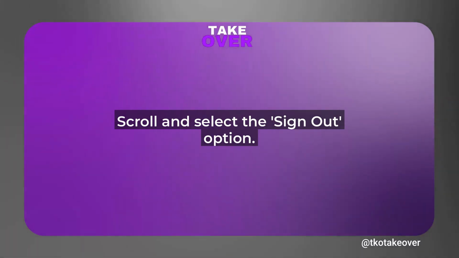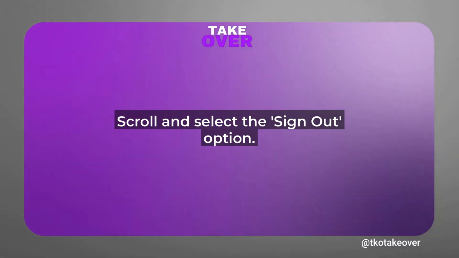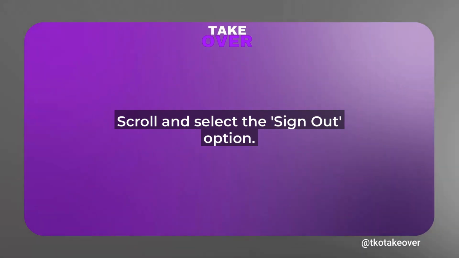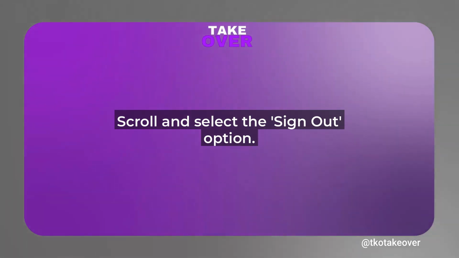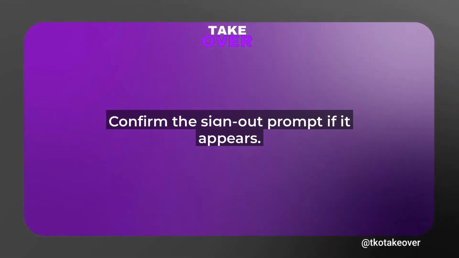Now, look for your profile icon, usually in the bottom right corner. It's that little picture or the person's silhouette. Tap on it to access your account settings. This will bring up your profile page, where you can see your name, order history, and other details.